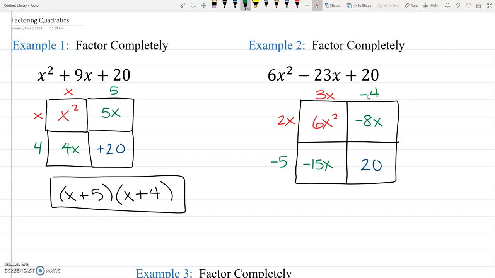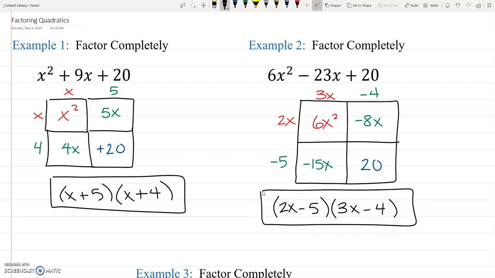Now my giant room is filled with 6x squared, good. Negative 23x, good. Positive 20, beautiful, I'm done. Okay, so my answer is, and it doesn't matter what order I write these in, I can write 2x minus 5 first, or 3x minus 4. So I'll put this 2x and negative 5 here, and 3x and negative 4 here. And I have just broken down that room into those dimensions where if you multiplied them back together, you would end up with 6x squared minus 23x plus 20. Questions?